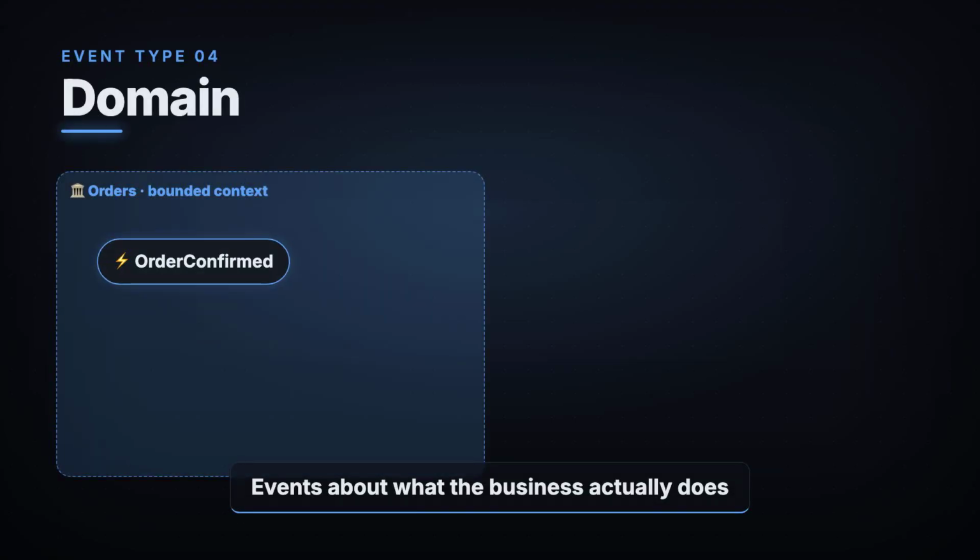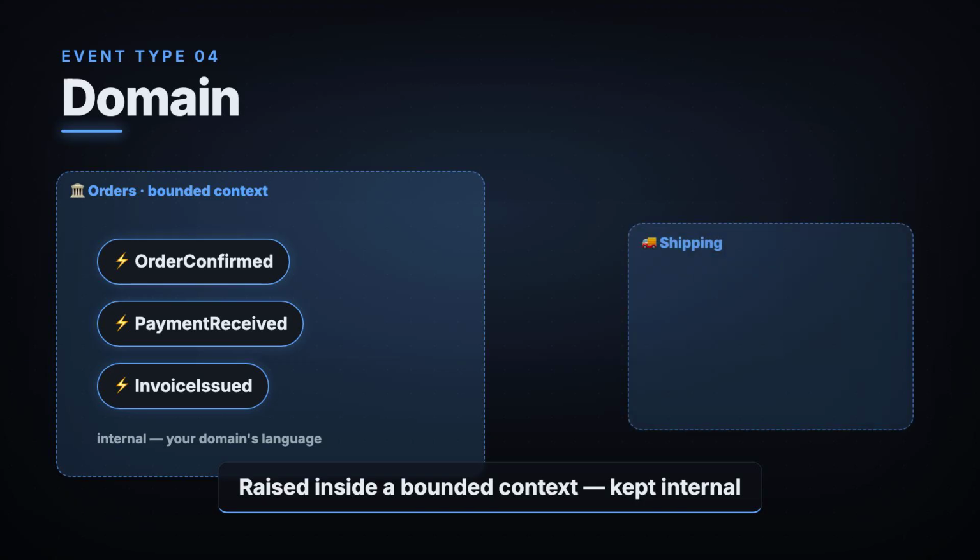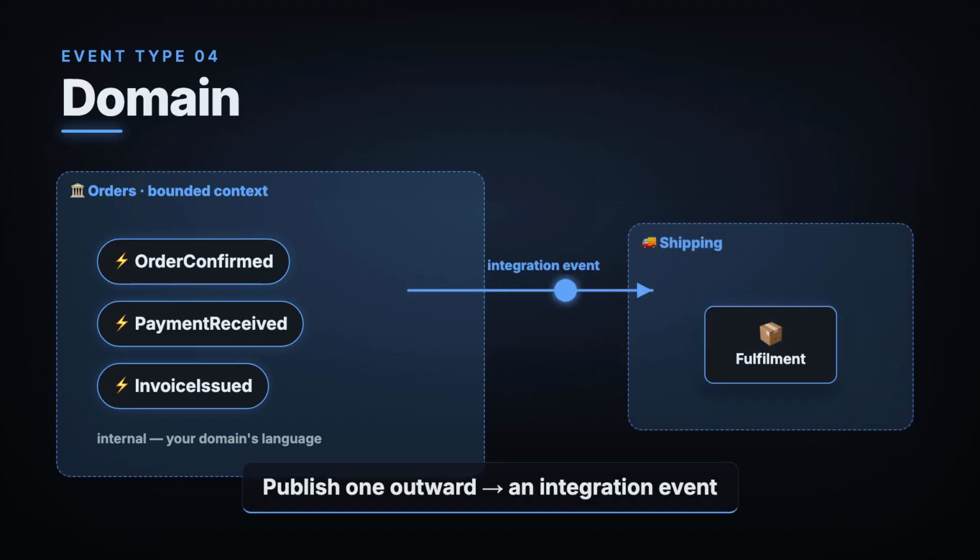Fourth, the domain event. This one is about meaning, not payload shape. It's an announcement inside one team's room. Something the business cares about, raised inside a bounded context. In the orders domain, payment received triggers an invoice, and order confirmed starts fulfillment. These stay internal until you deliberately publish one outward, as an integration event, for other contexts like shipping or analytics.